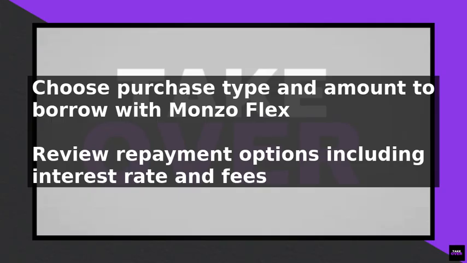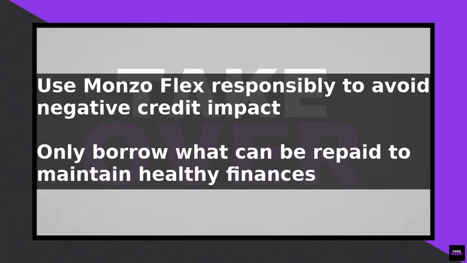Before proceeding, review the terms and conditions of Monzo Flex, including the repayment schedule and any potential penalties for late payment. If you are satisfied with the terms, you can proceed with your application, and Monzo will provide you with an instant decision. If your application is approved, the funds will be made available to you immediately, and you can use Monzo Flex to make purchases online or in store.